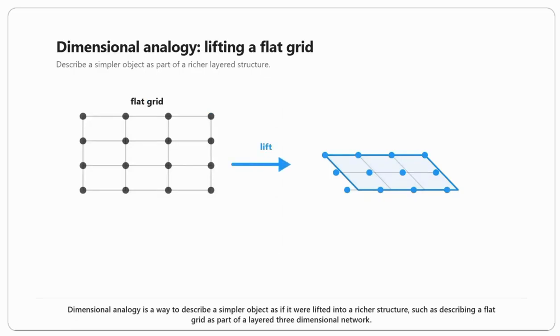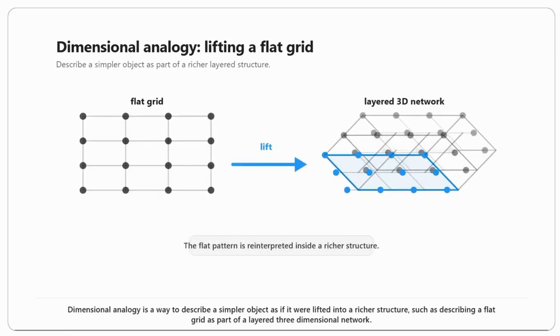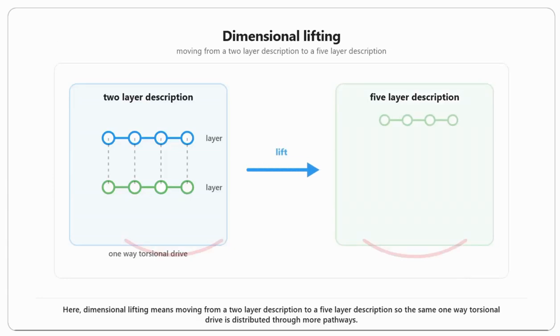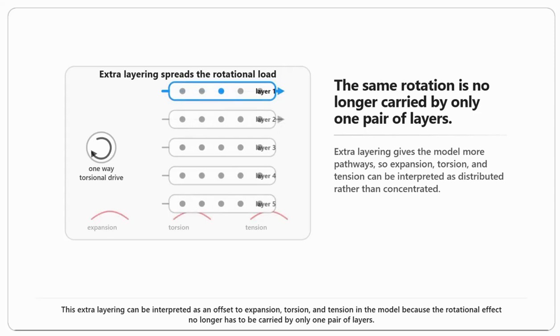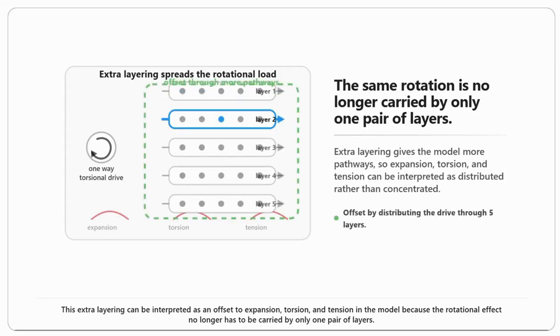Dimensional analogy is a way to describe a simpler object as if it were lifted into a richer structure, such as describing a flat grid as part of a layered three-dimensional network. Here, dimensional lifting means moving from a two-layer description to a five-layer description, so the same one-way torsional drive is distributed through more pathways. This extra layering can be interpreted as an offset to expansion, torsion, and tension in the model because the rotational effect no longer has to be carried by only one pair of layers.